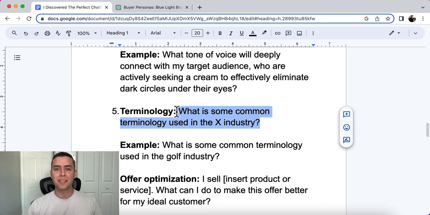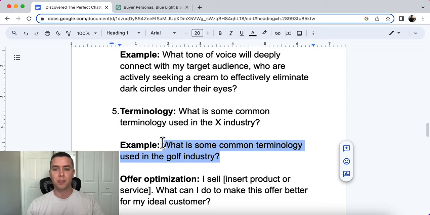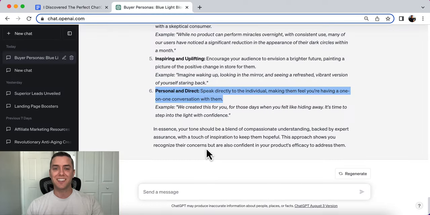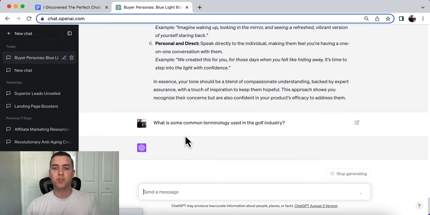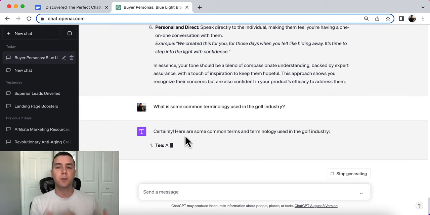The prompt is this: what is some common terminology used in the blank industry? So the example is, what is some common terminology used in the golf industry? All right, we want to know the terms. We want to know what people are talking about.